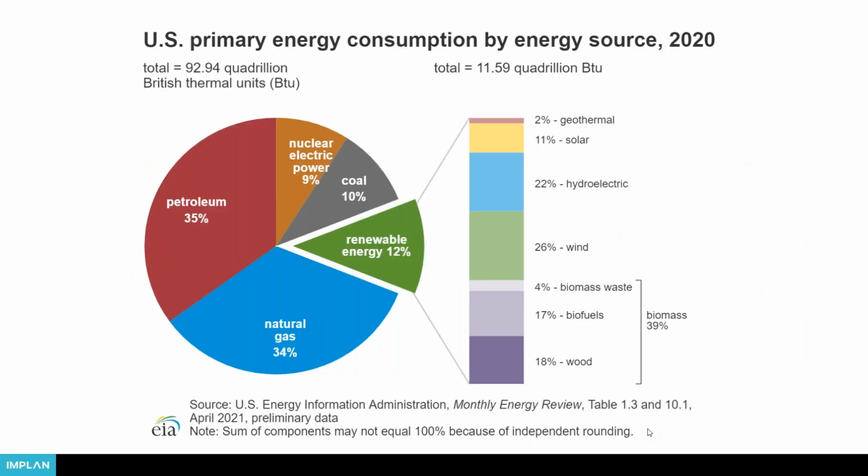So despite all of the recent improvement in technology and efficiency, as of 2020, renewable sources of energy still only comprise about 12% of the US energy consumption. The top three renewable energy sources were biomass, wind, and hydroelectric at 39, 26, and 22% respectively. Next slide.